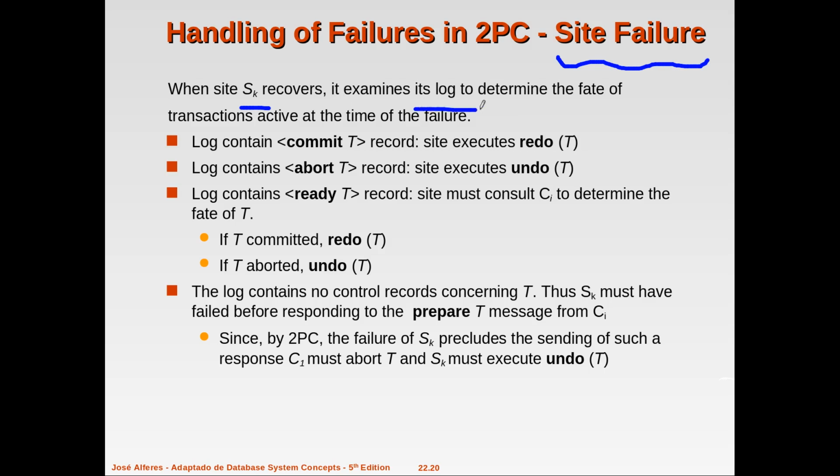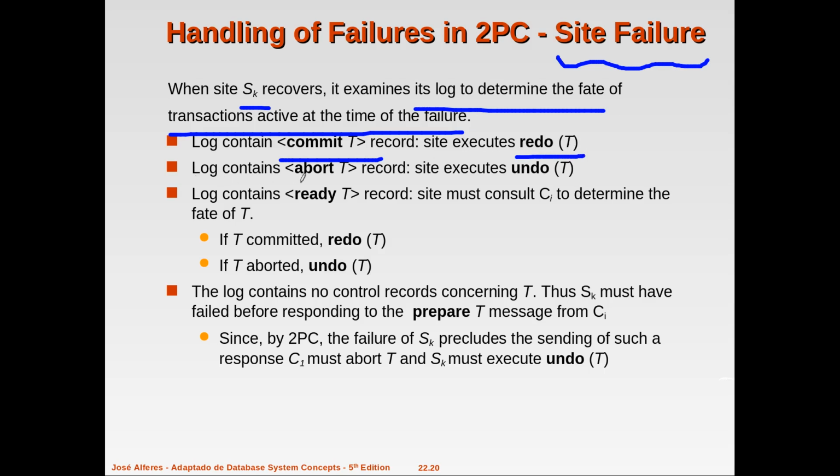It examines its log to determine the fate of the transaction. It will look into the log of that particular site. Now if the log contains a commit T record, what is the meaning of that? If the log of that site contains a commit message, we can automatically understand that it was actually a message sent by the coordinator. That means the site can commit the transaction, but before commit it will redo the transaction and commit.